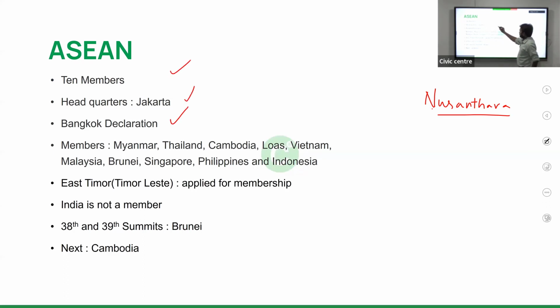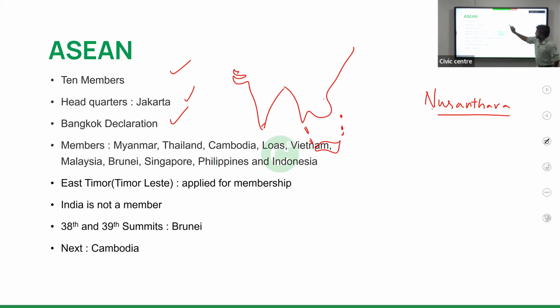Now you see that Association of Southeast Asian Nations. If you look at India's neighbors, mainly this is ASEAN: Myanmar, Thailand, Cambodia, Laos, Vietnam, Singapore, Malaysia, Indonesia, Brunei, Philippines. You should be aware of the members of ASEAN. When it comes to SAARC, BIMSTEC, ASEAN, you should be aware of the member countries. I repeat, it consists of 10 members: Myanmar, Thailand, Cambodia, Laos, Vietnam, Malaysia, Singapore, Indonesia, Brunei, Philippines.